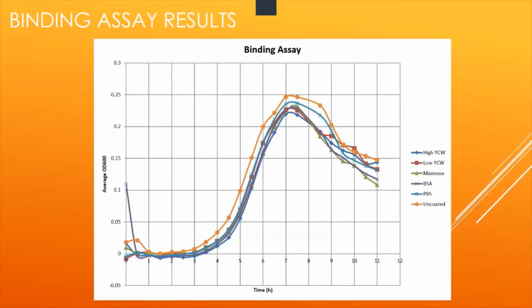So this is one of my binding assay results. I've run it 4 or 5 times now, but it does take 16 hours. And unfortunately, we do not see any significant difference between the treatments of my cell walls or the free mannose sugars or general proteins.